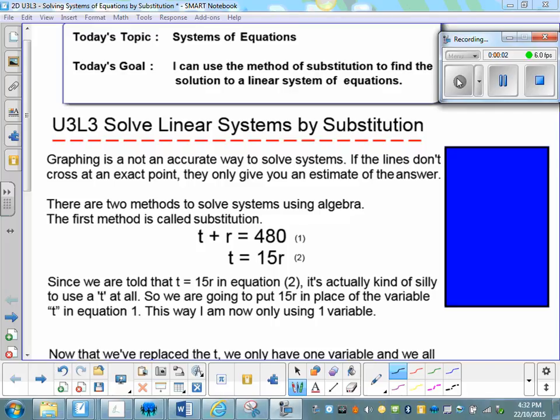Hey guys, today we're going to continue taking a look at solving systems of equations. Yesterday we took a look at solving systems by graphing, so graphing the two lines and finding their point of intersection. Today we're going to take a look at an algebraic method, and it's called substitution.